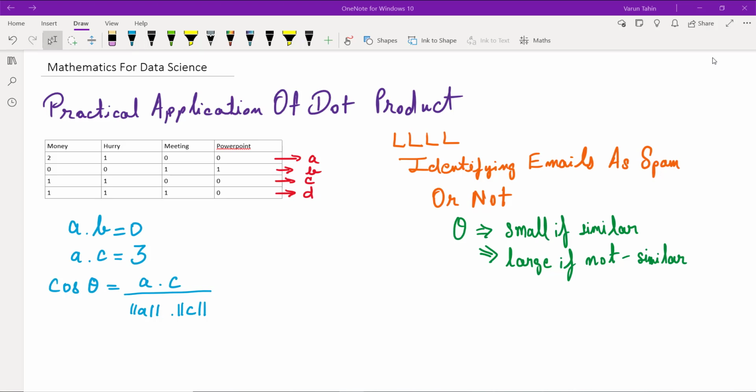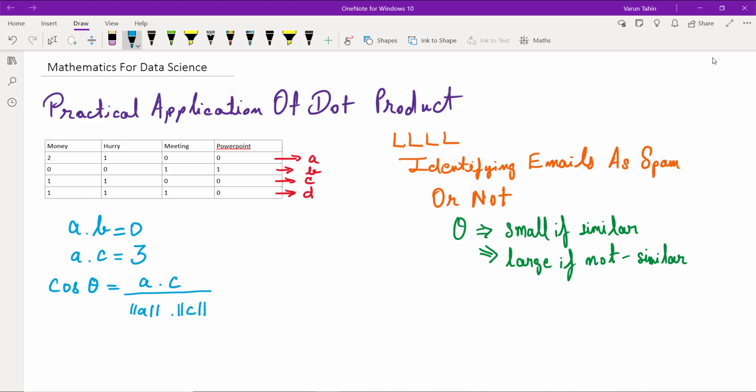and large otherwise. So we can calculate the dot product between these vectors, and we can see the dot product between the first two emails, that is A and B, is 0, while that between emails 1 and 3 is 3. Now we can say that the angle between the two vectors A and C is theta, and as we know that cos theta is equal to the dot product of A and C divided by the product of magnitude of A and C.